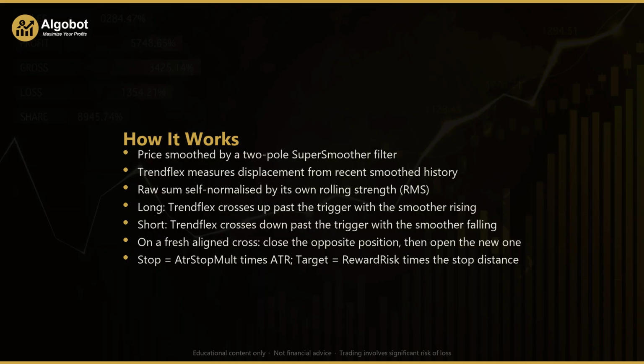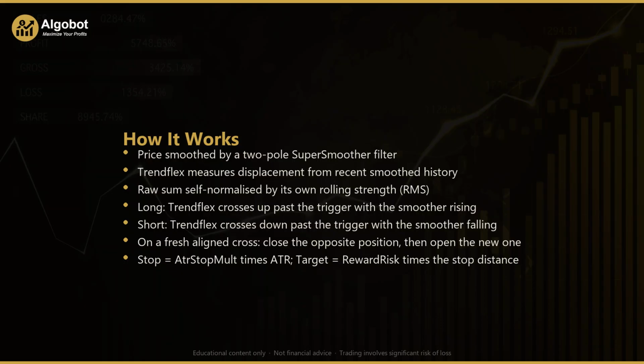When a fresh, aligned signal appears, the strategy acts. If the signal is bullish, it first closes any existing short position, then opens a long, provided one isn't already open. A bearish signal does the reverse. So the strategy is always positioned with the current momentum, flipping as displacement changes sign.